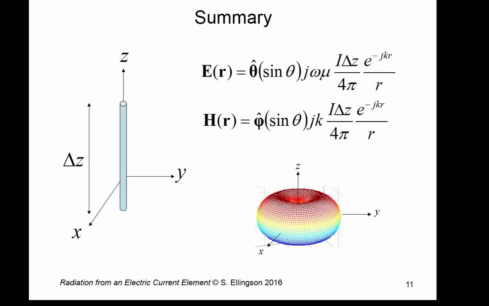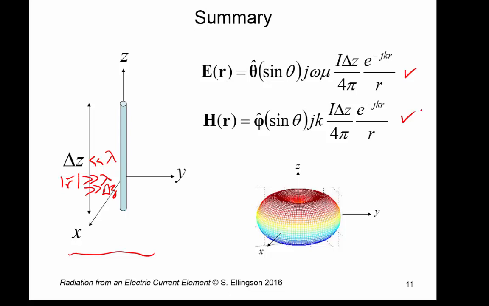Okay, so let's summarize what we have so far. On the left is the problem statement. Delta z, remember, is electrically short, so it's much, much less than a wavelength. We're assuming that we have field points which are in the far field. And if we do those things, then we find that to a very good approximation, the electric and magnetic fields look like this. Now, let's just take a moment to consider what these fields look like.